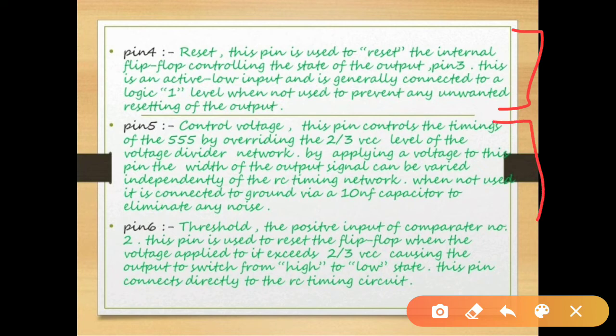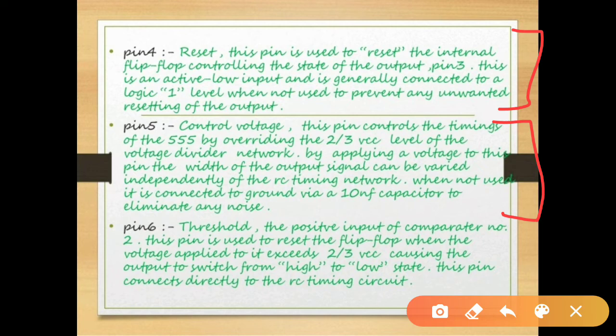Pin number 5 is the control voltage. This pin controls the timing of the 555 by overriding its 1/3 VCC level in the voltage divider network. By applying a voltage to this pin, the width of the output signal can be varied independently of the RC timing network.